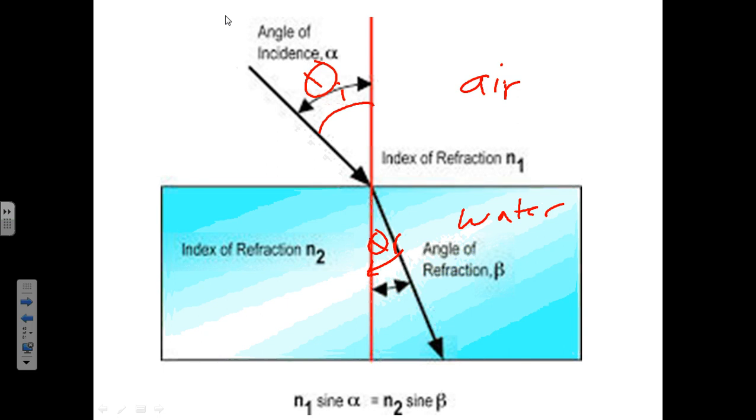There's a relationship between these two things called Snell's law. And you can see it down at the bottom of the screen, but essentially, Snell's law looks like this. The sine of the angle of incidence times the index of refraction of your beginning medium is going to be equal to the sine of the angle of refraction times the index of refraction of your ending medium. So let's look at how a problem might look for this.